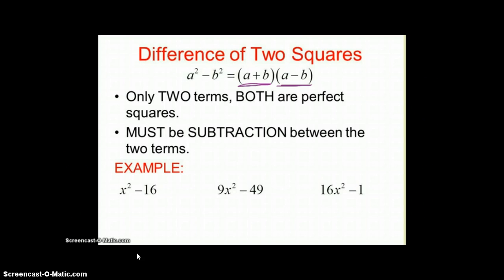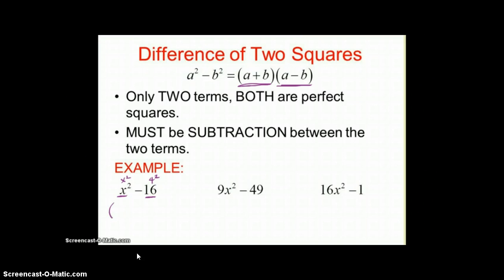For example, x squared is a perfect square, right? X squared is just x being squared. 16 is a perfect square, right? Because 16 comes from 4 squared. So if I can figure out then what my binomials are for these two, I've got perfect squares on each end, and I've got subtraction right here in the middle. This won't work if there's addition in the middle. If I have two perfect squares with subtraction in the middle, I can still factor this into two binomials.